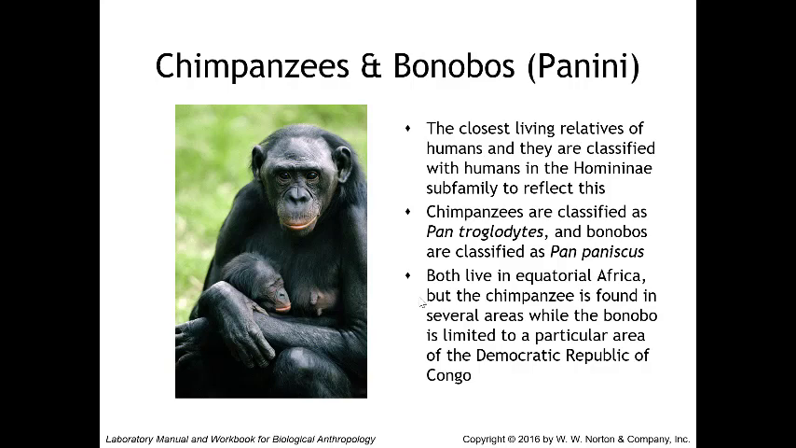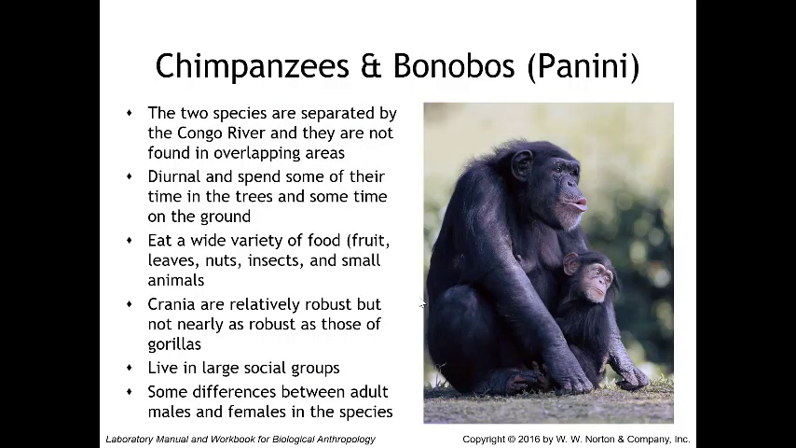Both live in equatorial Africa, but the chimpanzees are found in several areas while bonobos are restricted to this very particular area in the Democratic Republic of the Congo. The two species are separated by the Congo River, and they are not found in overlapping areas. Chimpanzees often live in territory shared by gorillas, but gorillas do not live in the area where bonobos are found.